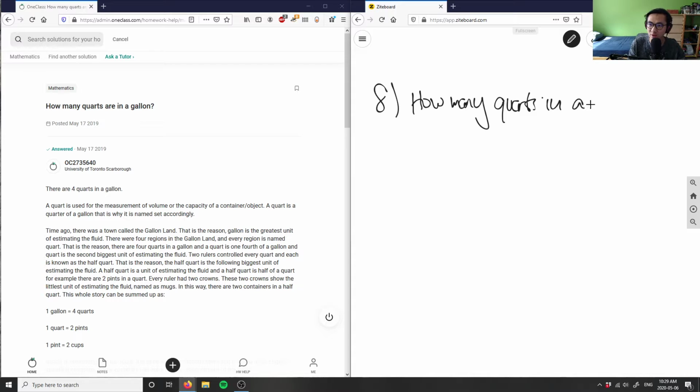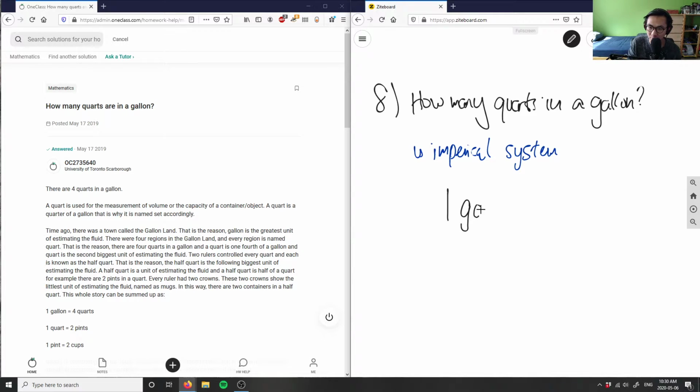So again, I've been getting a lot of these problems here. It's asking us how many quarts in a gallon, and I feel like I've answered this question so many times here. But how many quarts in a gallon? We're working on the imperial system. It's asking how many gallons in a quart, or how many quarts in a gallon.